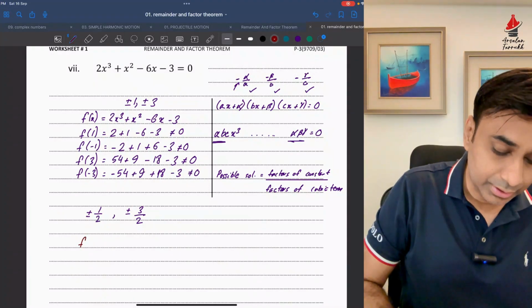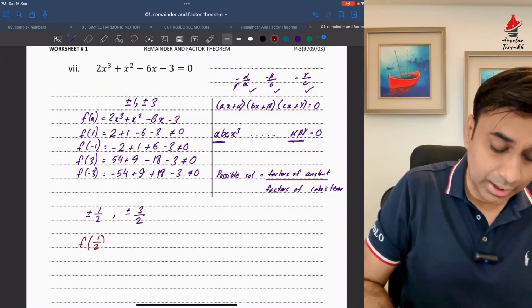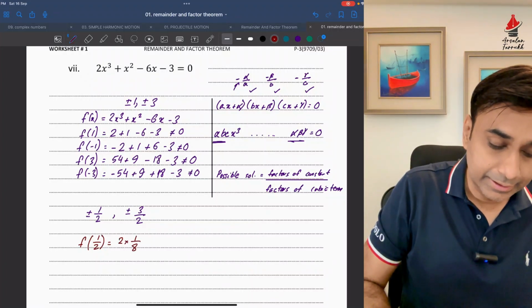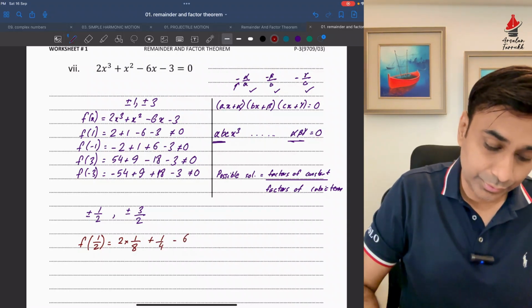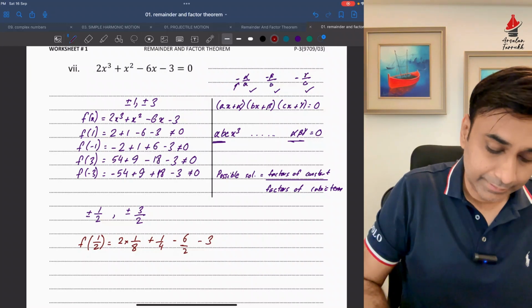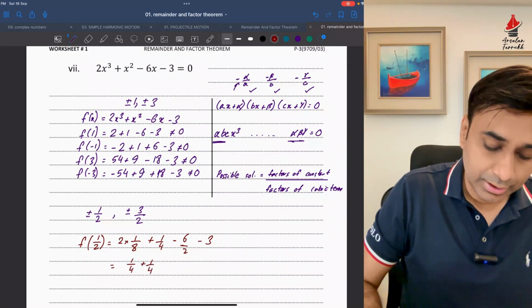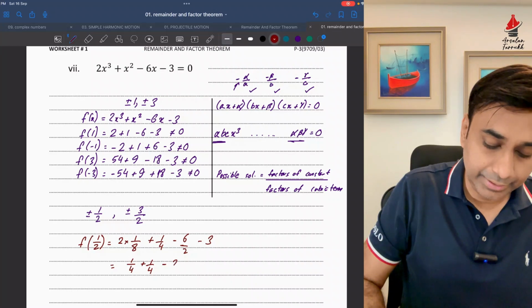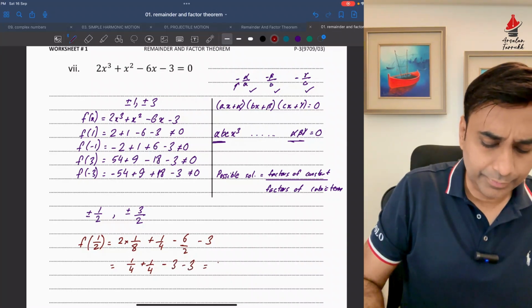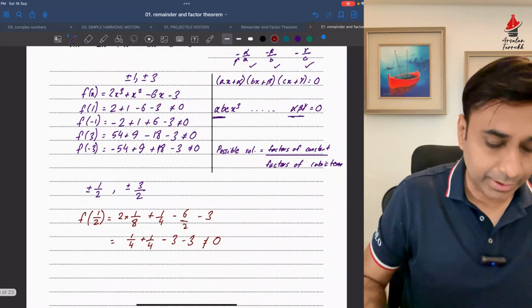So I have to put first of all half. This is going to be 2 times 1 by 8 plus 1 by 4 minus 6 by 2 minus 3. This is 1 by 4 plus 1 by 4 minus 3, sorry, this is minus 3 and minus 3. And this is not coming out to be 0. This clearly is not coming out to be 0.